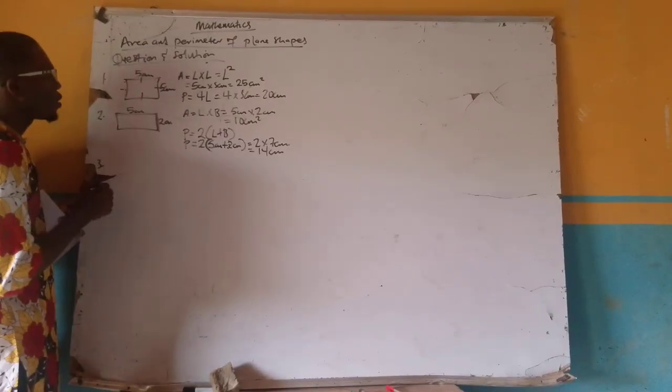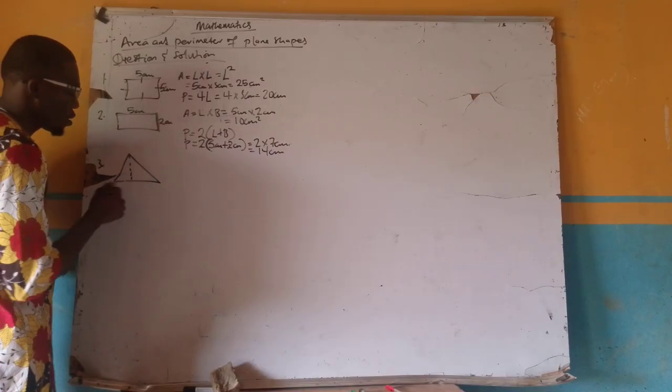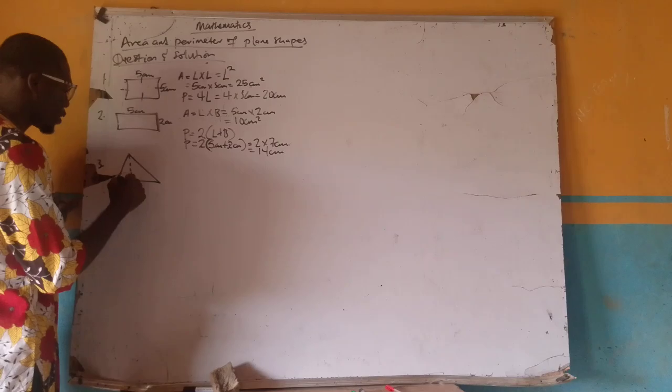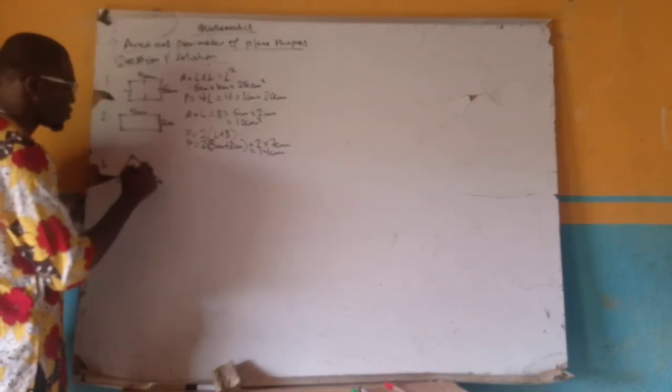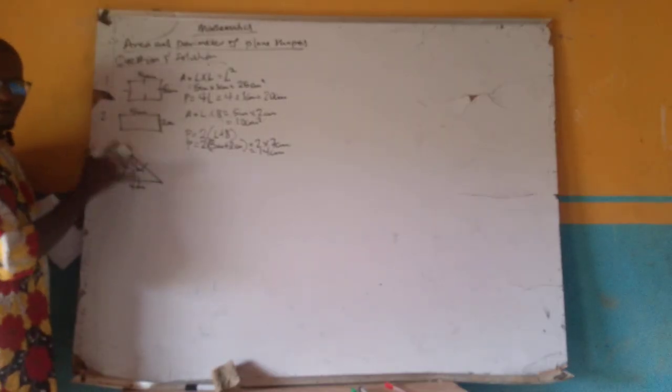Then number 3, we have a triangle. We just take all these shapes one at a time. For this triangle, we have 4 centimeter, we have 3 centimeter, and let's say we have a mark like this. With this, I can solve the area and perimeter. So we have area is equals to, now there's a formula for that, half times base times height. You see that the small letter b is for base, but the capital letter B is for breadth. So one is base and the other one is breadth.